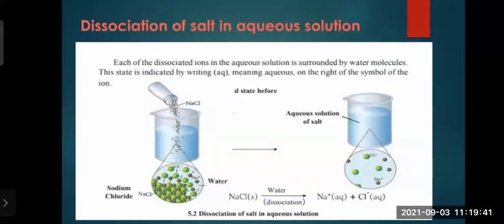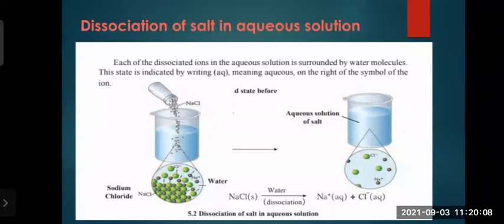That was the thing which I wanted to show you. So each of the dissociated ions in the aqueous solution is surrounded by water molecules. Yes, we can clearly see here on the right side, the green one and the brown one. They all are surrounded by water molecules only now. And in the left figure, the green ones and the brown ones, they were together.